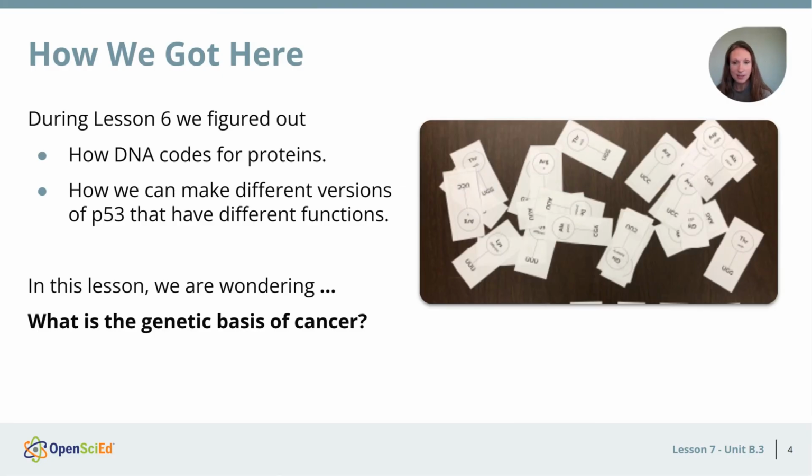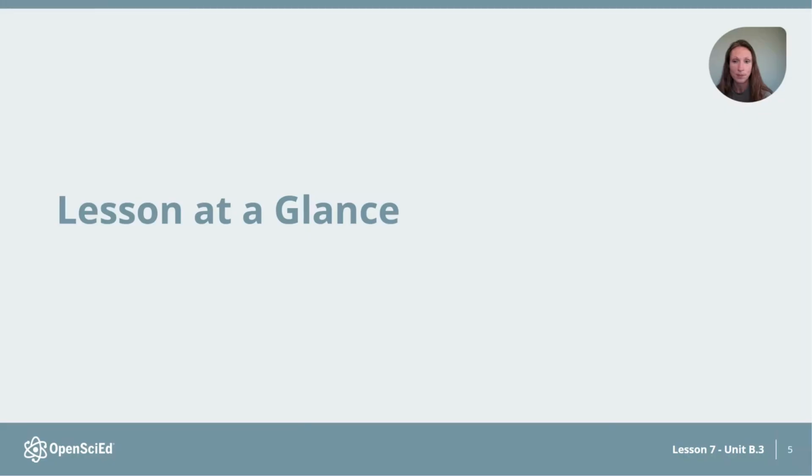By the end of Lesson 6, we figured out how DNA codes for proteins and how those proteins are made. We also figured out how mutations in the p53 gene can lead to different amino acid sequences, and therefore different structures and functions of the p53 protein. At this point, we've really figured out a lot about how cancer happens, so we want to take a moment to put it all together to explain the genetic basis of cancer. Now, on to Lesson 7.